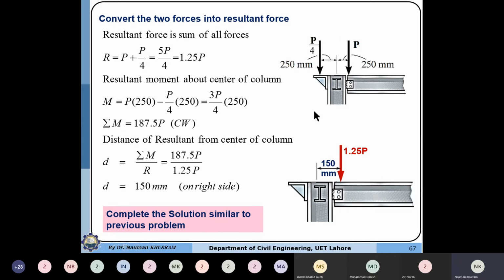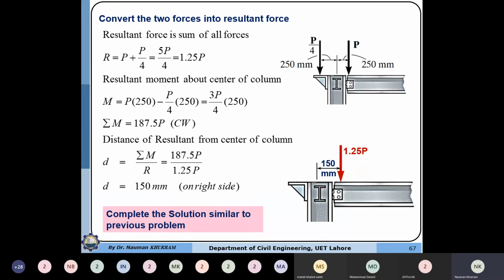So here I have replaced this two-force system with a single force, whose magnitude is 1.25 times P. P is given as 250 kilonewton. It has a single eccentricity. So now you can solve this problem.